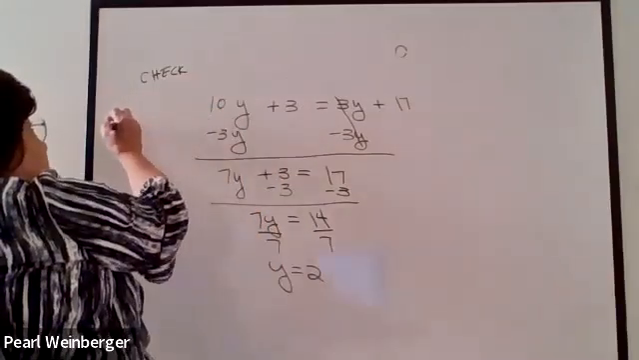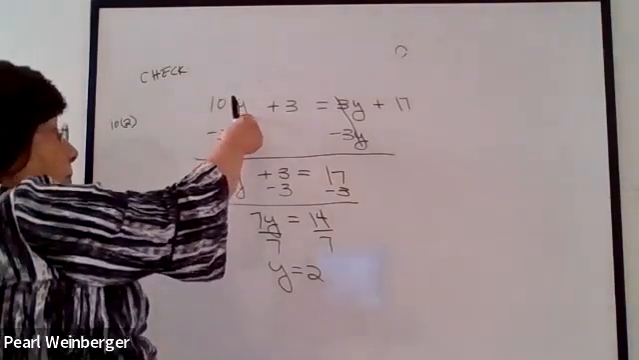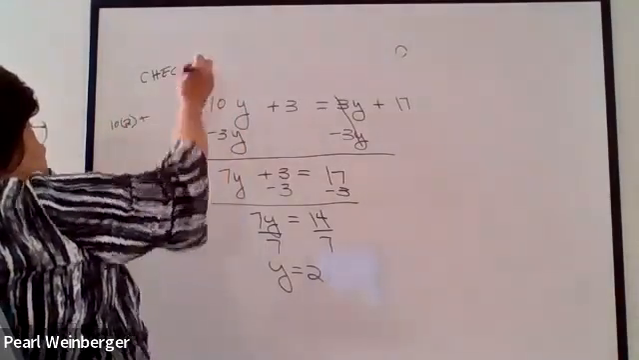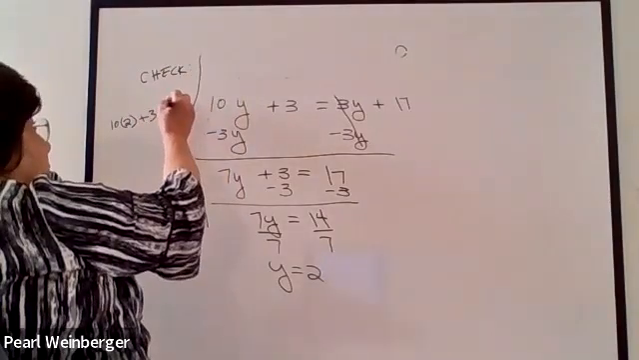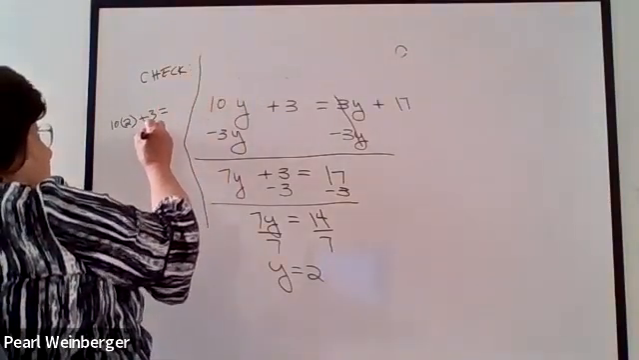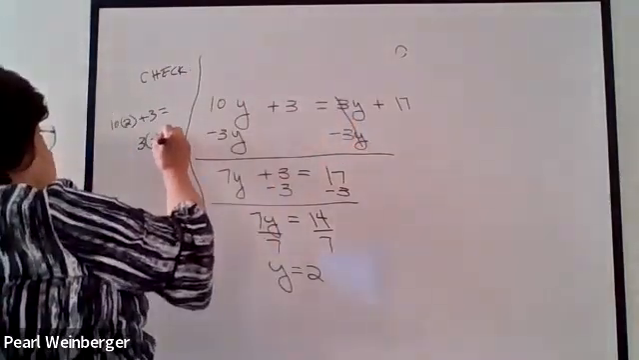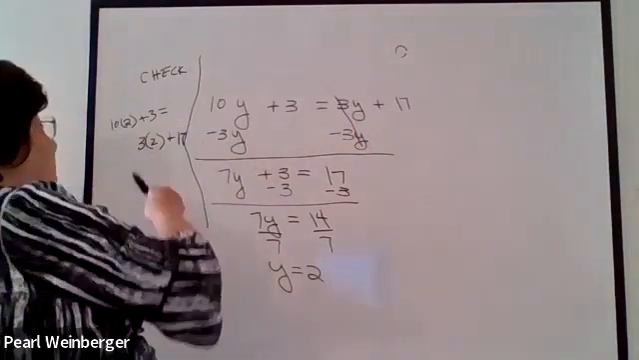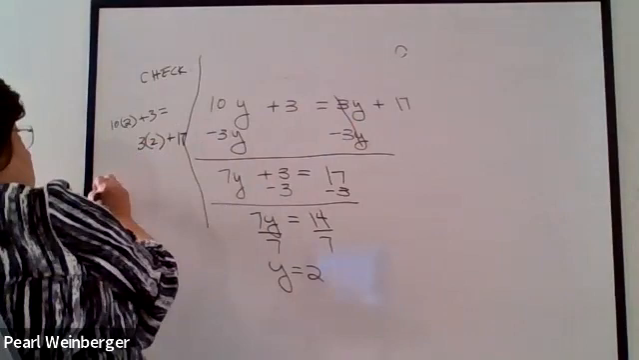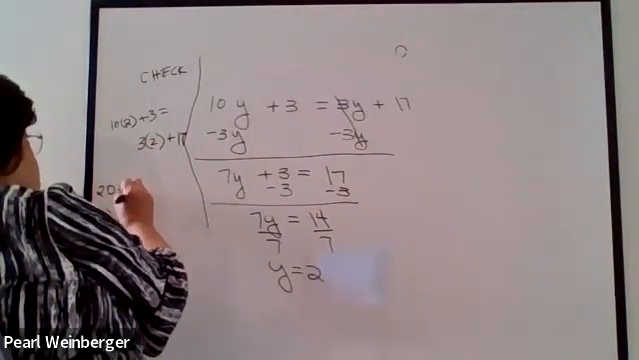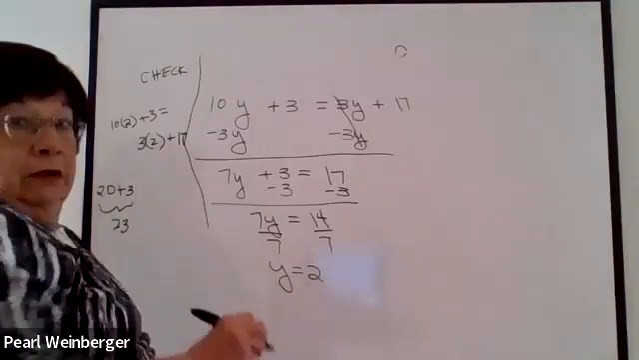That will give us 10 times 2, because in place of y, I'm putting 2, plus 3, just put it like this, equals 3 times 2. Again, I'm replacing the y with 2, plus 17. And in the top, I'm going to get 10 times 2, which is going to give me 20 plus 3, which is 23 for the left side.